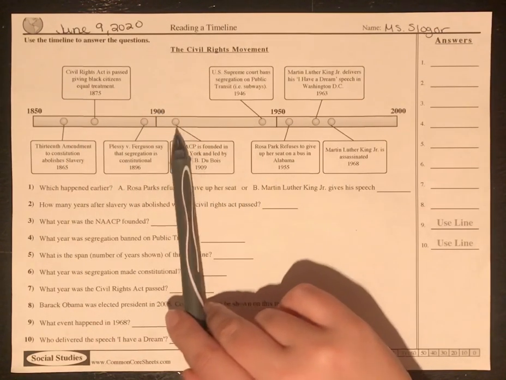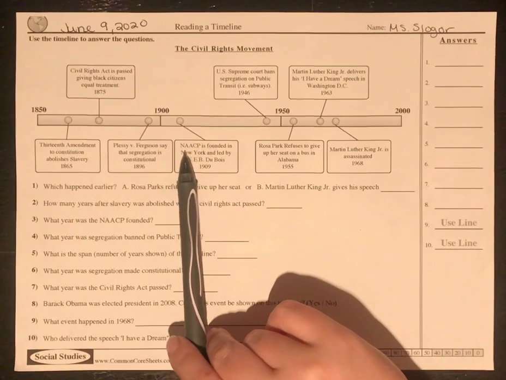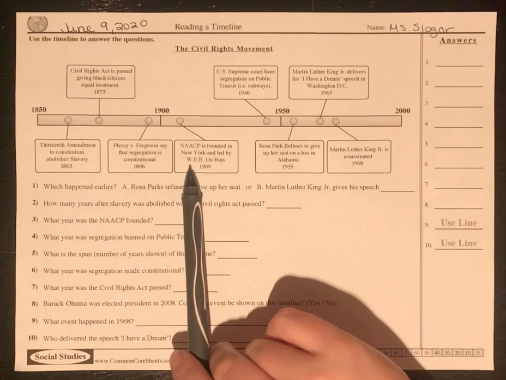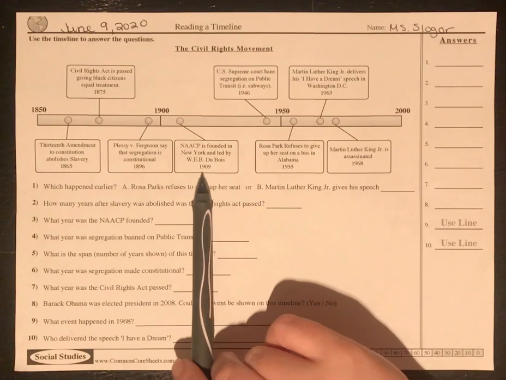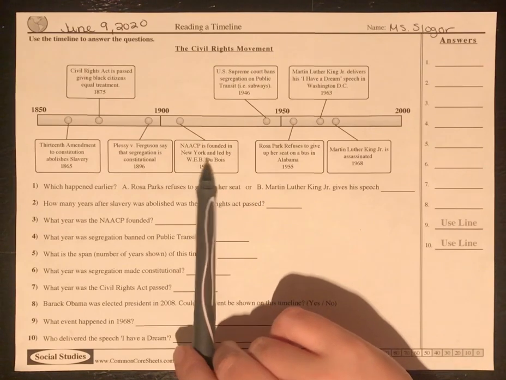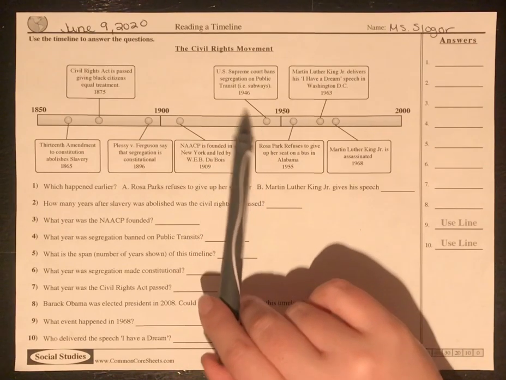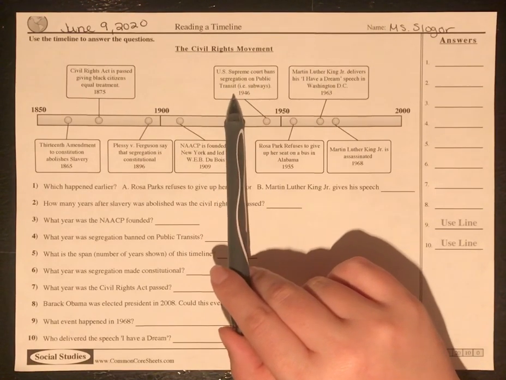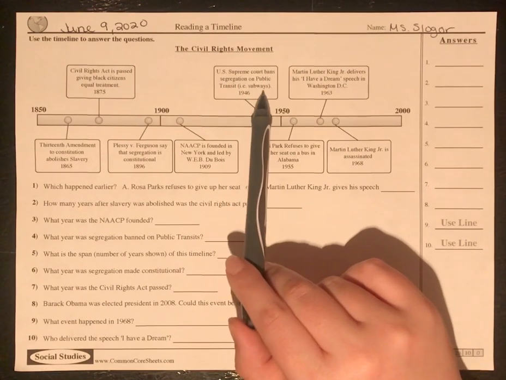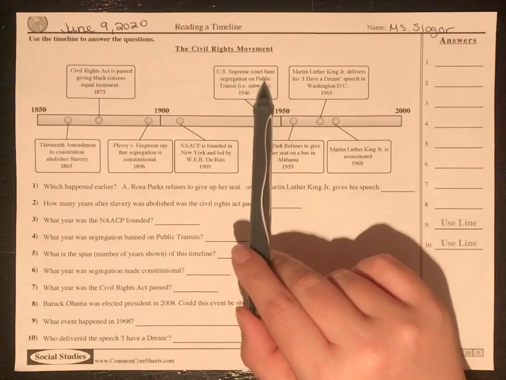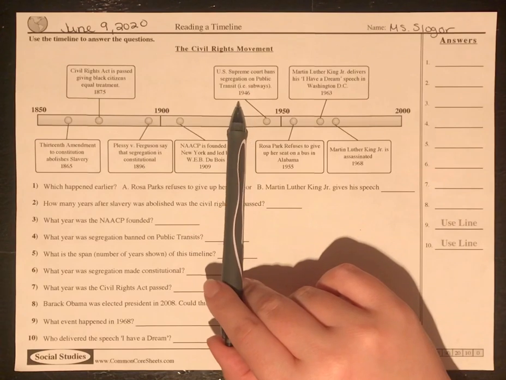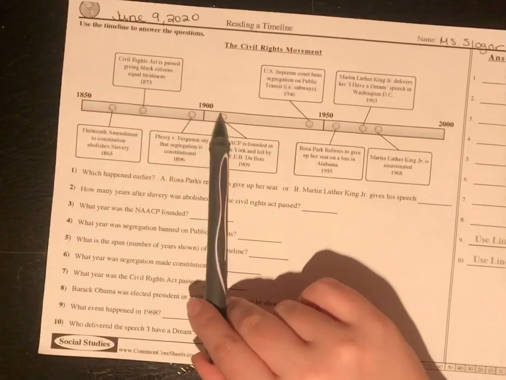Then we move over here. We've got 2 dates here. NAACP is founded in New York and led by W.E.B. Du Bois in 1909. So this happened in 1909. Then in 1946, the U.S. Supreme Court banned segregation on public transit. So this is basically buses, subways, anything that is public transportation. And that's in 1946. So those 2 events happened in this time frame.